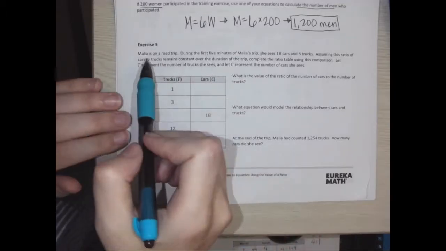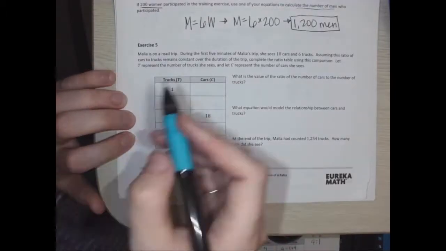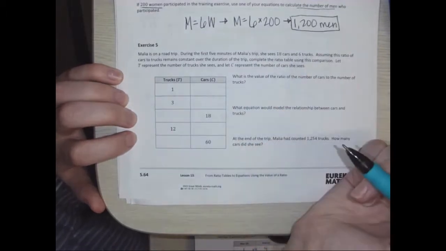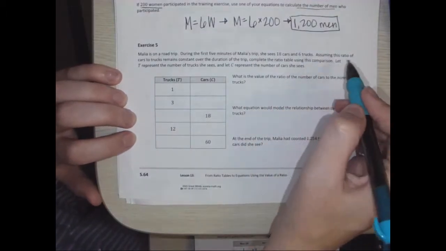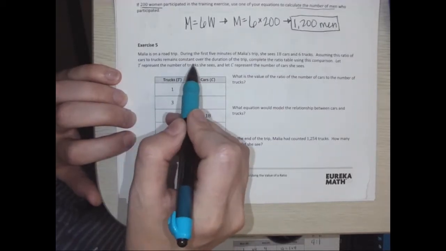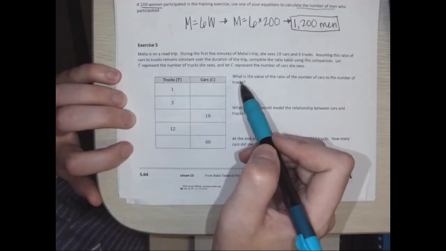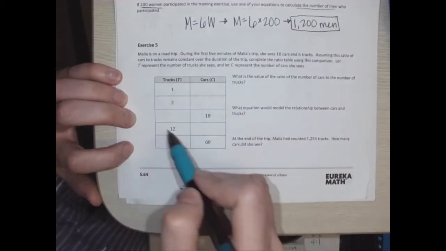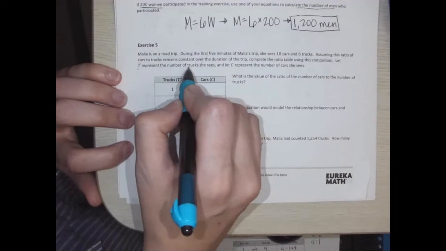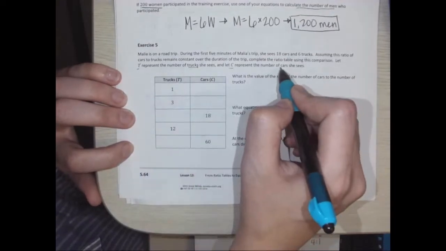Okay, Malia's on a road trip. During the first 5 minutes of her trip, she sees 18 cars and 6 trucks. Assuming this ratio of cars to trucks remains the same, or constant, over the duration of the trip, complete the ratio table using this comparison. Let T represent the number of trucks and C represent the number of cars.